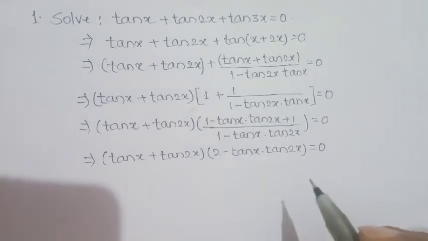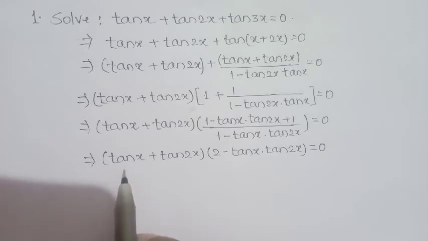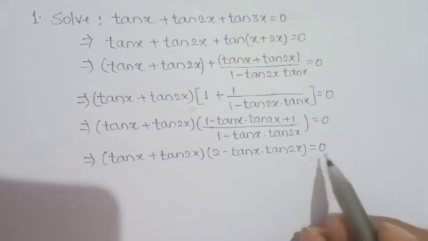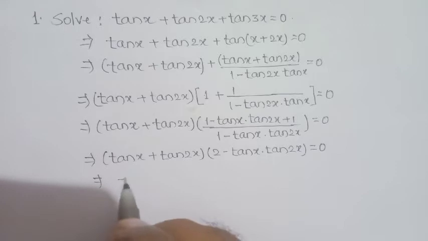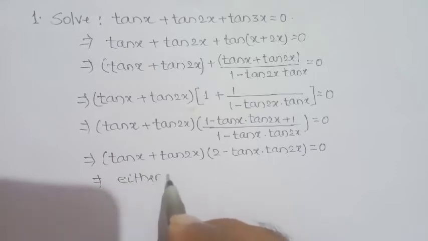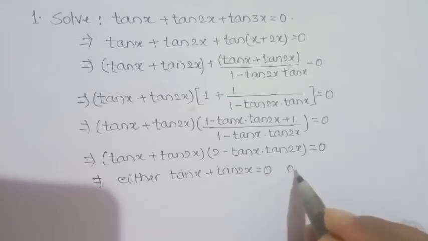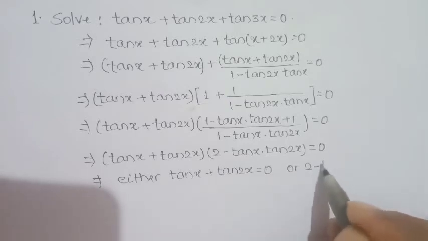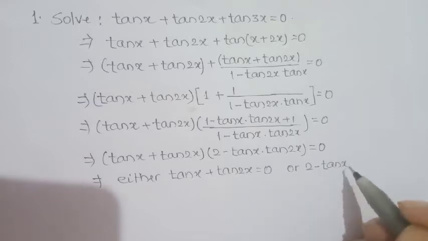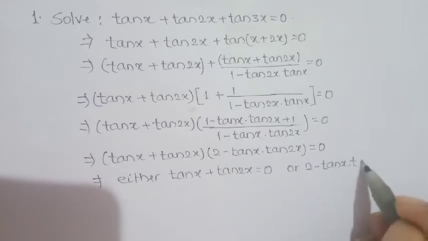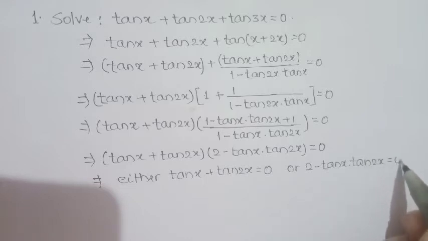Now see, children, there are two terms. One is tan x plus tan 2x, another is 2 minus tan x into tan 2x, and their product is 0. When is it possible? When any of them becomes 0. So we may write either tan x plus tan 2x equals 0, or 2 minus tan x into tan 2x equals 0.